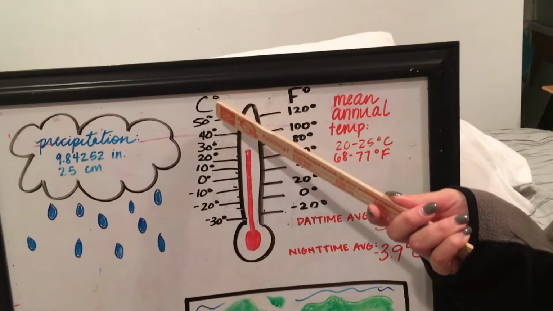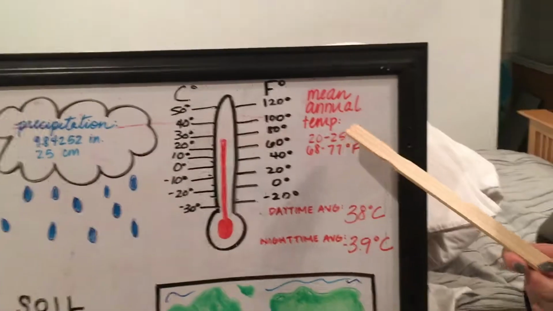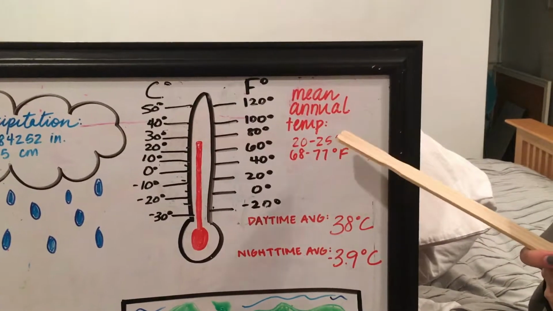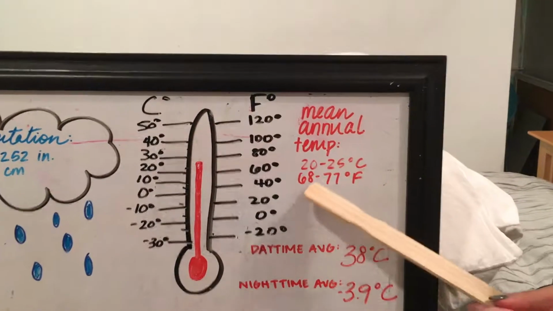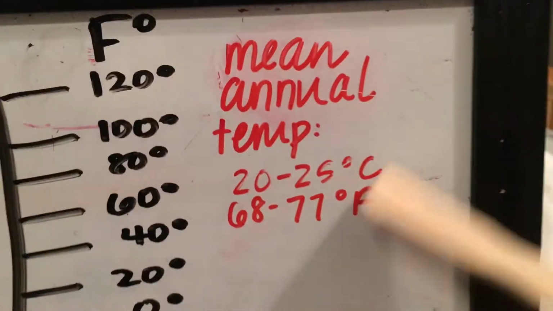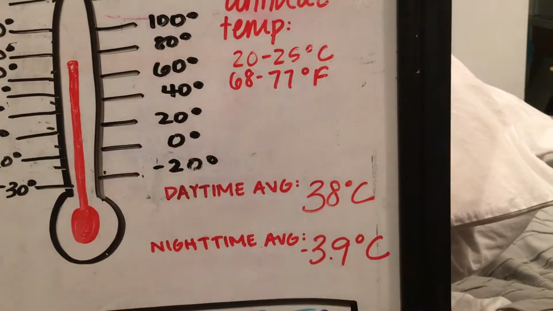Next, we're going to talk about the temperature range drawn by this nice thermometer. On one side, we've got the right side, the Celsius side, and then we've got another janky side, the Fahrenheit side. The mean annual temperature is about 20 to 25 degrees Celsius. Or, if you're in America, you can do 68 to 77 degrees Fahrenheit. So the daytime average is about 38 degrees Celsius. Hot. It's very hot. For you Americans, that means it's very hot.